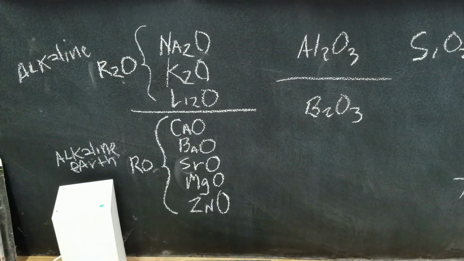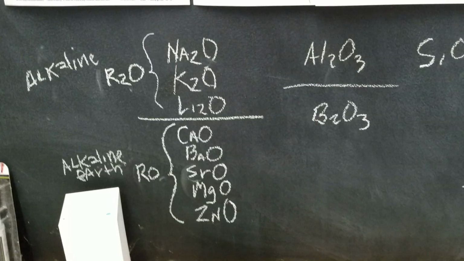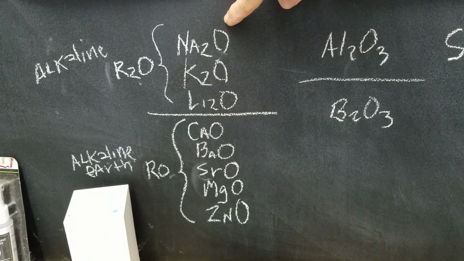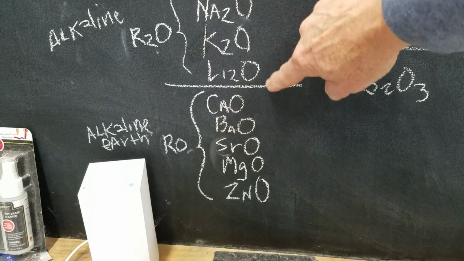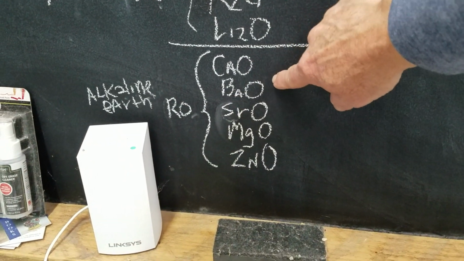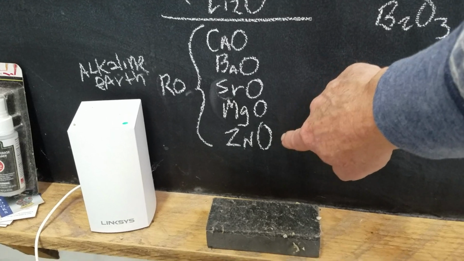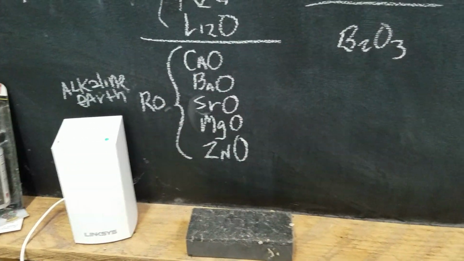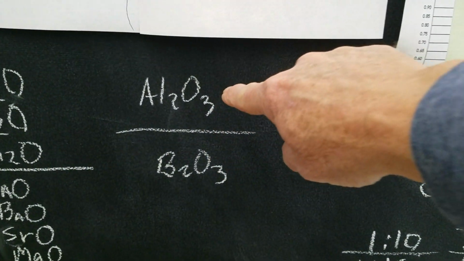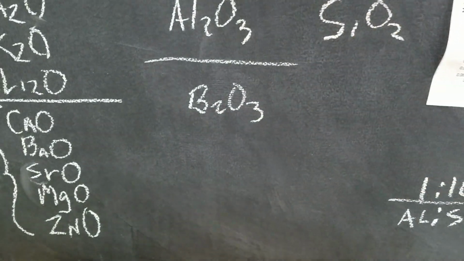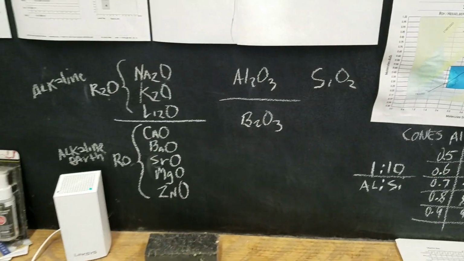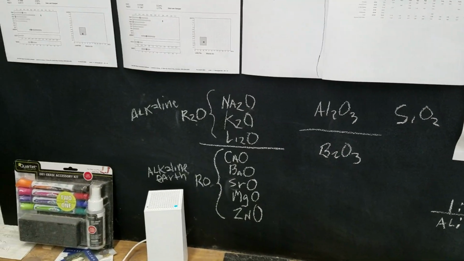All right, so what we've got here is where we started yesterday. We've got the R2O, that's the alkaline fluxes: sodium, potassium, lithium. We've got the alkaline earths: calcium, barium, strontium, magnesium, zinc, RO. And then we'll have our refractory, which is alumina, our glass former silica, and boron. And by the way, last time I forgot to talk about phosphorus, but that's okay. We got a lot done.